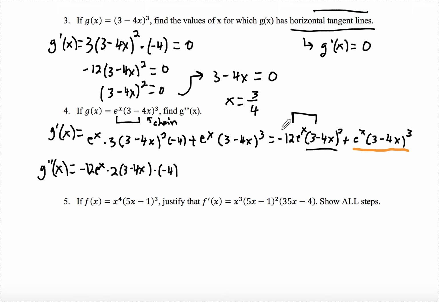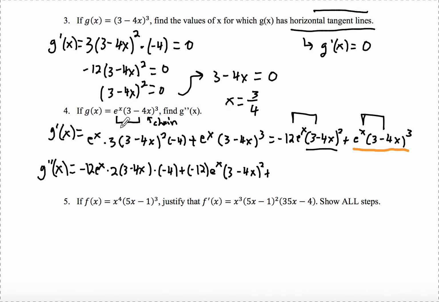So I kept the first times the derivative of the second, which was a chain rule, plus derivative of the first. The derivative of negative 12 is a constant multiple, so it'll stay negative 12. Derivative of e to the x is just e to the x, and we keep the second, 3 minus 4x squared, plus, look, now we need to add this derivative, which is a product rule.